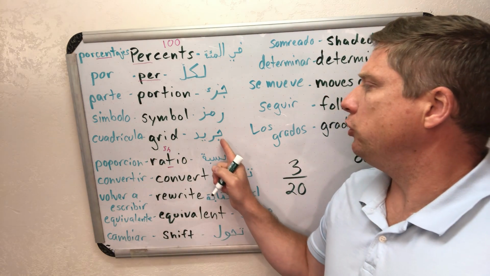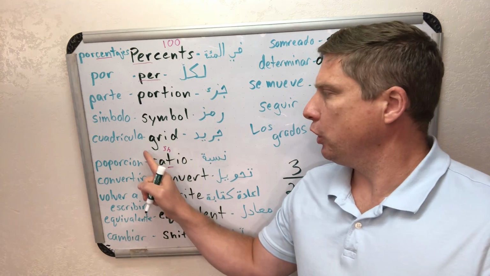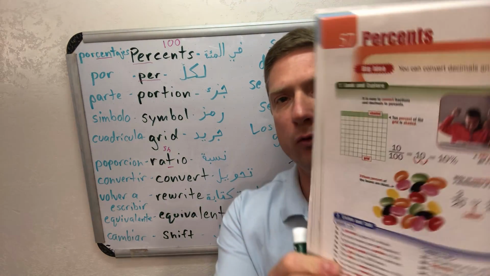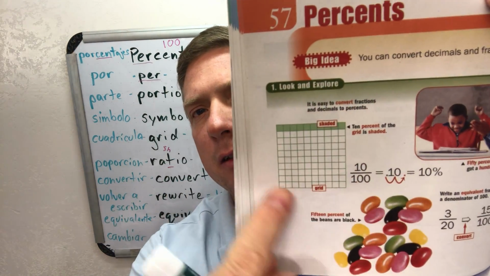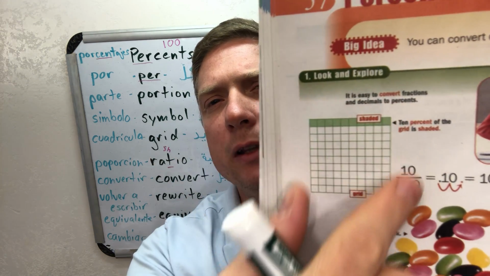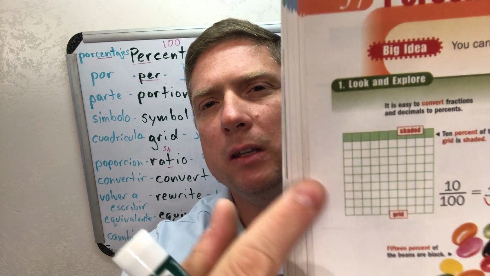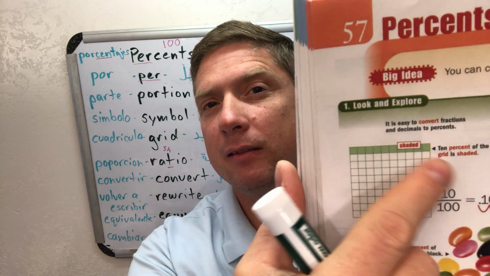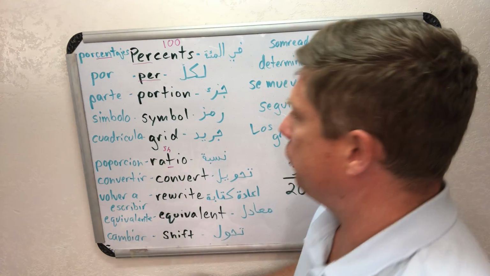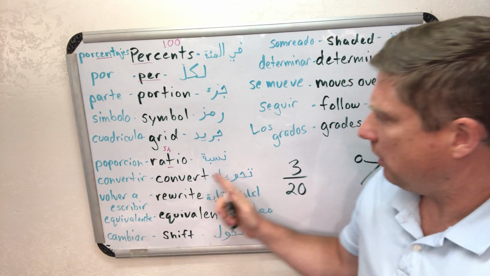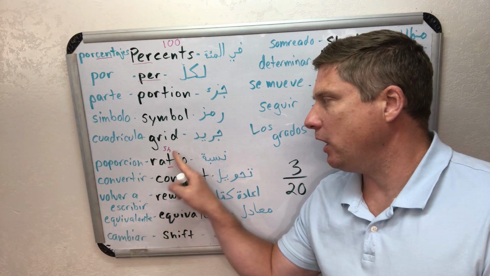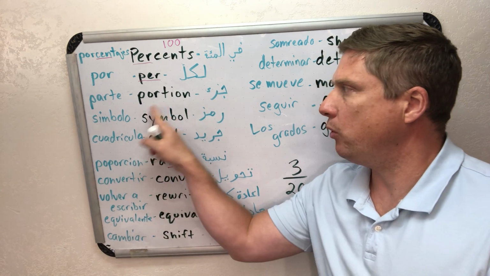Quadricula, jarid, grid. We can see a grid on page 152 in your book. Here's a grid, jarid. فيها الكتلة 100. There's 100 little boxes. 10 are shaded. So 10 out of 100 are shaded, so that would be 10% are shaded. Proporción, nispa, ratio. Yep, there's a T, but we say ratio. Just like portion.